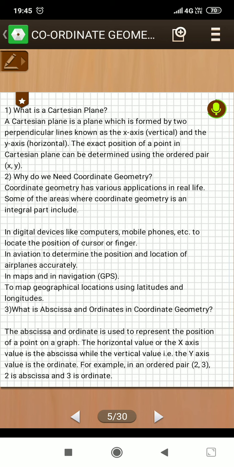Going to the third question, what are abscissa and ordinate in coordinate geometry? Answer: the abscissa and ordinate are used to represent the position of a point on the graph. The horizontal value, or the x-axis value, is the abscissa, while the vertical value, that is the y-axis value, is the ordinate. For example, in an ordered pair (2, 3), 2 is the abscissa and 3 is the ordinate. It can be said that the x coordinate is nothing but abscissa and the y coordinate is nothing but ordinate.